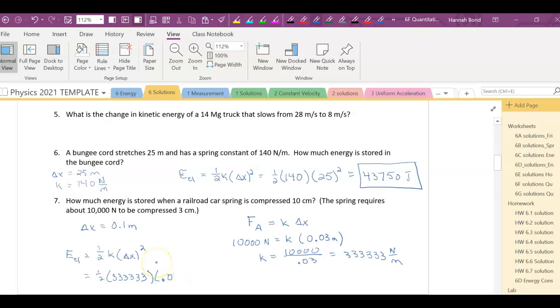I'm sorry, it was 0.1 meters. It was 10 centimeters or 0.1 meters. And so let's see here. And so I get an energy stored of 1667 joules.